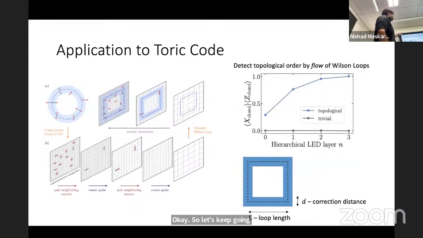So we have this procedure, and now the way that we're going to detect the topological order is by looking at the flow of the Wilson loop observable as we increase the number of RG steps. In the topological phase, it should flow to 1. And in trivial phases, it should flow to 0, or if it's already at 0, it should stay at 0. The key parameters that we're going to look at are the correction distance, essentially the width of the annulus, and then the size of the loop.